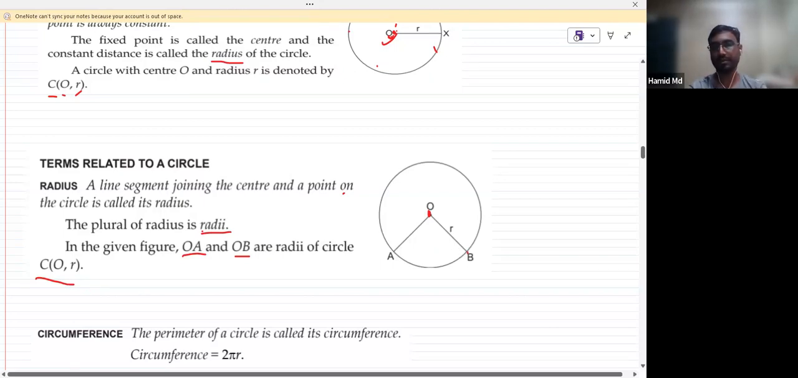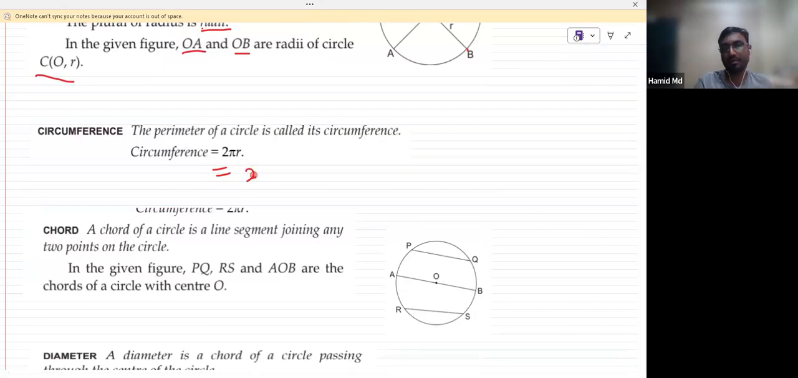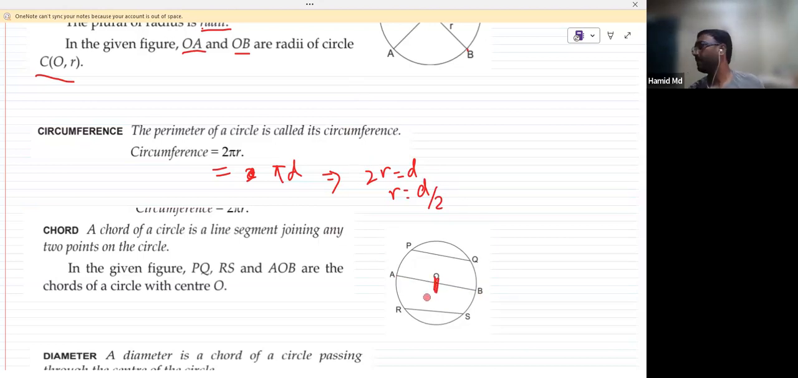What is the perimeter of a circle? The circumference of a circle is 2 pi r, which may also be written as pi into d, where d is the diameter, and 2r is equal to d, right? And r you may say is d by 2. This is the diameter, and half of this will be the radius. So how many diameters can be drawn for a circle?